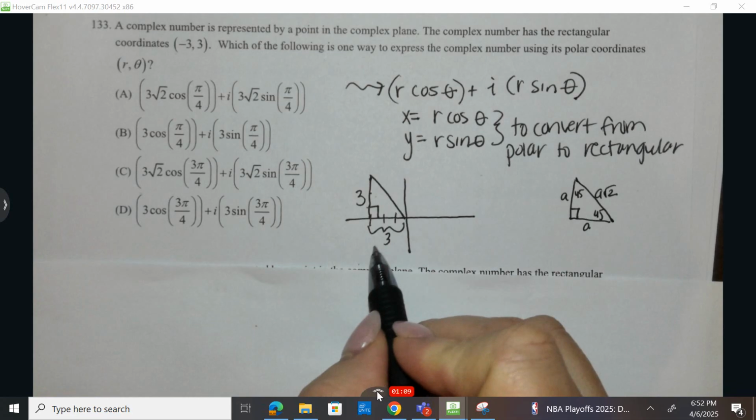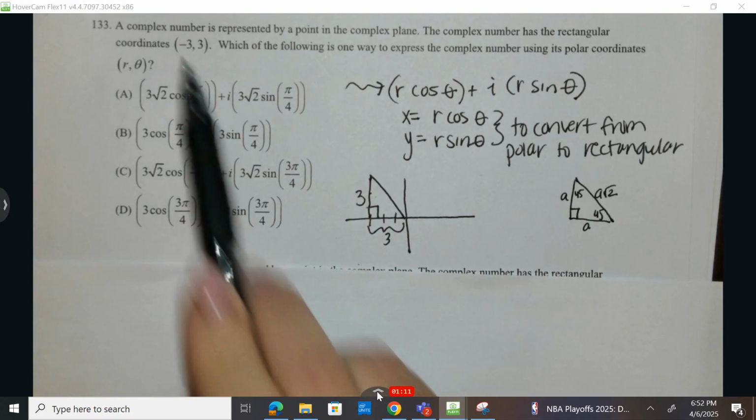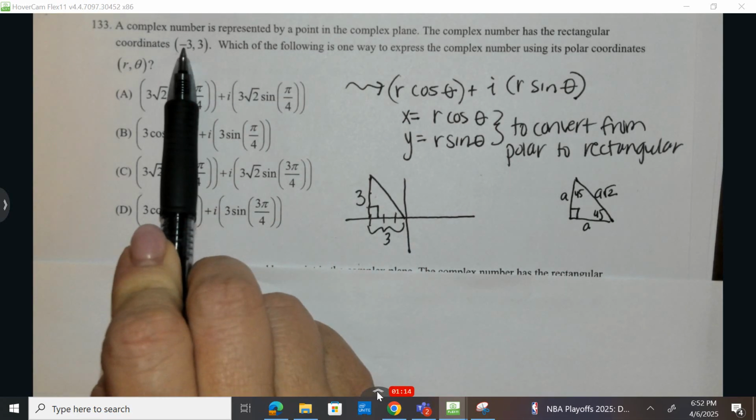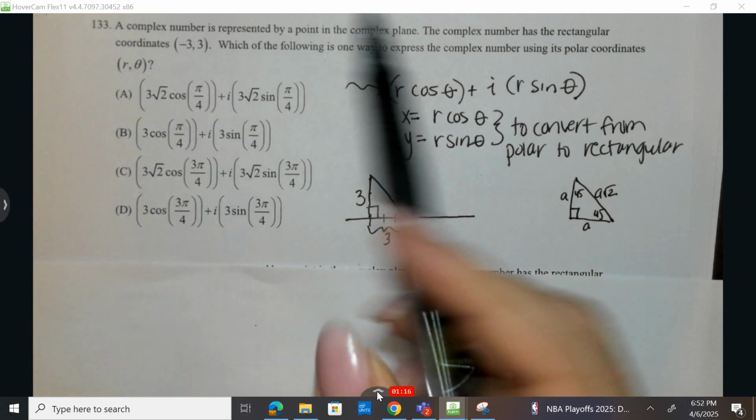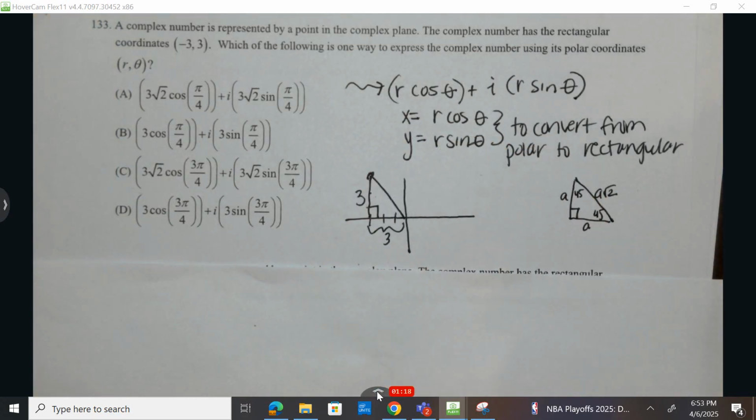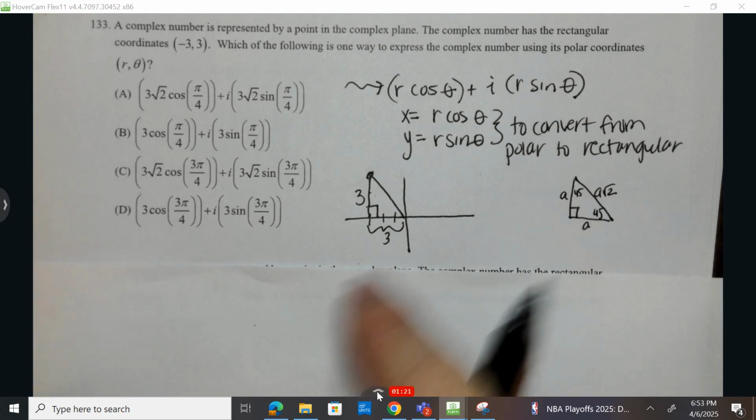So again, I did not put a negative sign because the negative sign just said the direction. It told me the direction in which to move. So horizontally to the left 3 and then up 3. And here is my point. What if you forgot about this? What if you didn't realize this?